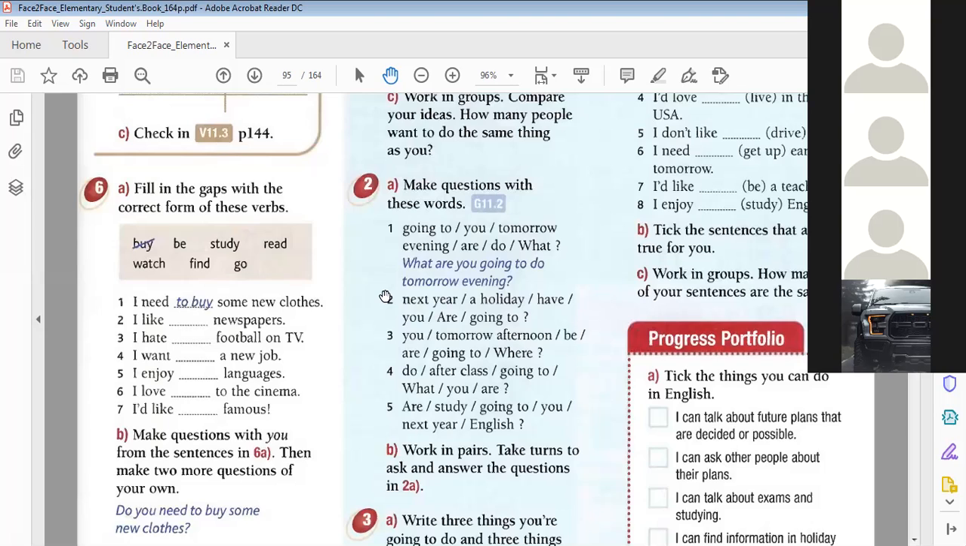All right, so Rashid, you can ask Selma question number 3. Where are you going to be tomorrow afternoon? At home. Can you give me a full answer, Selma? I be at home. I'm going to be at home. Right, very good. I'm going to be at home. Good.